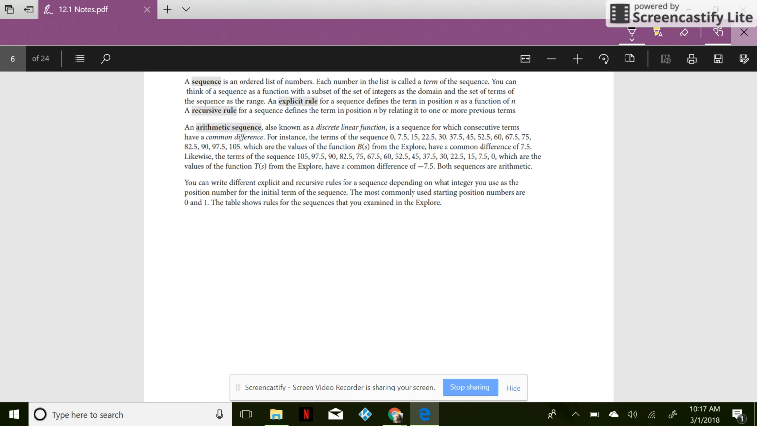Likewise, the terms of sequence 105, 97.5, 90, so on and so forth, the values of the function TS, those have a common difference of negative 7.5. So that means both sequences are arithmetic.